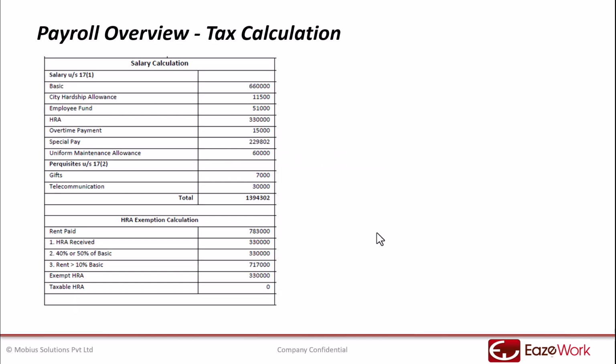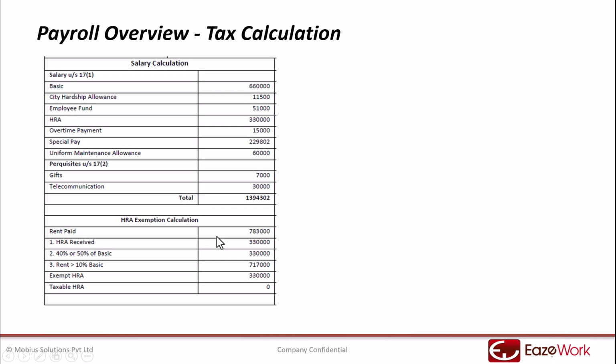You will have a tax calculation sheet made available to you at the end of every month's payroll. The earnings you have will be clubbed under salary under section 17(1). As you can see here, various heads which you saw in the salary structure are combined here and your earnings are getting calculated. If there are certain components which are falling under perquisites, they'll be under a different section, but they get added to the overall salary. So the salary in this case is about 13,94,000 rupees.